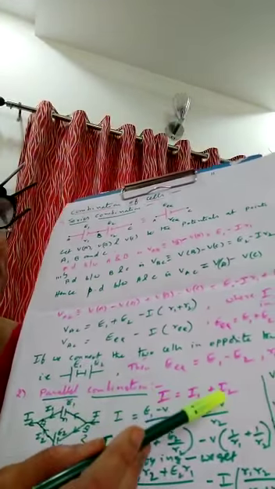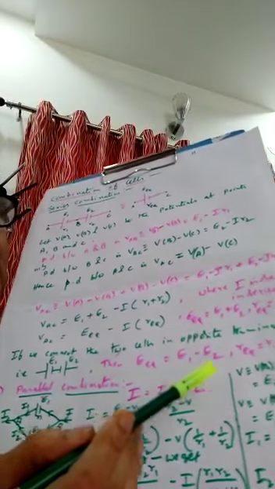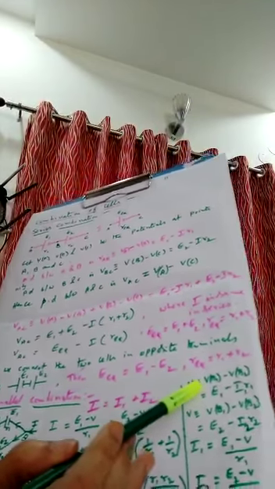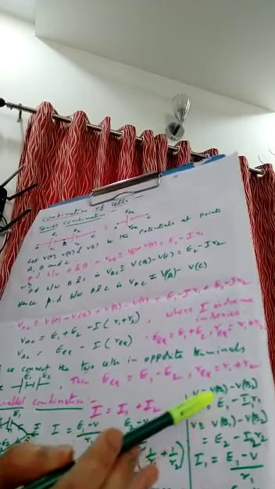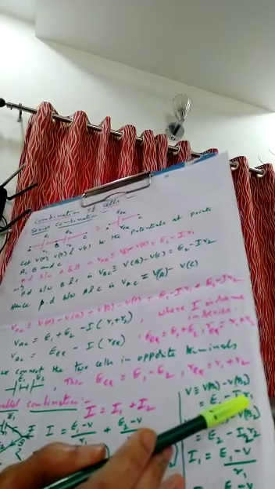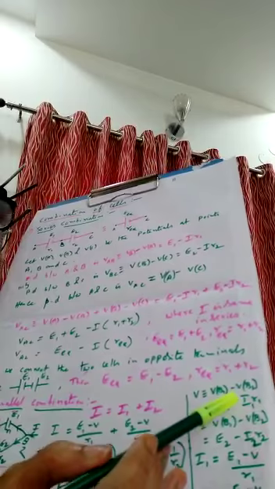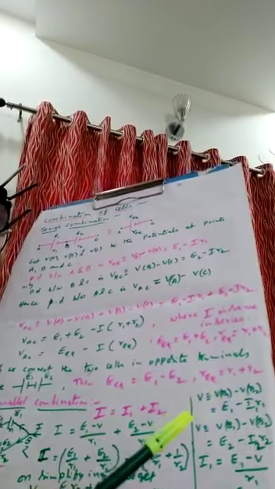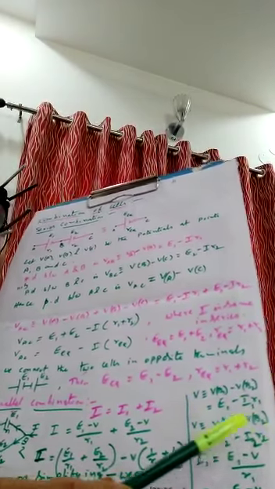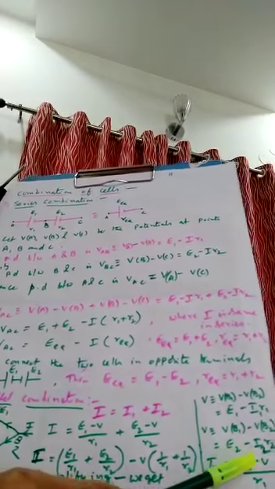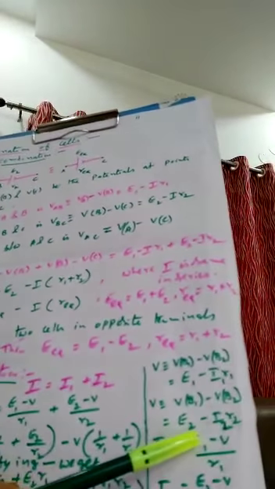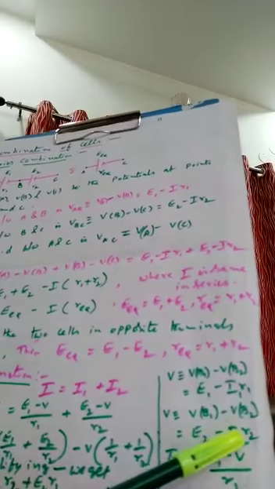to I1 plus I2. Let us find I1 and I2 by taking V equal to VB1 minus VB2, which is equal to E1 minus I1R1. I1 is the current flowing through that E1 cell. And V is equal to VB1 minus VB2, which is equal to E2 minus I2R2.